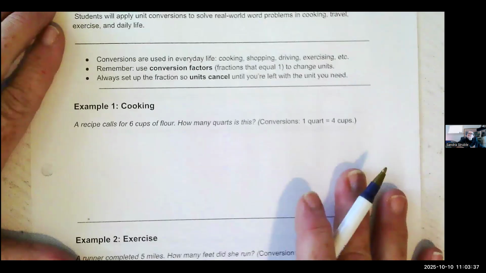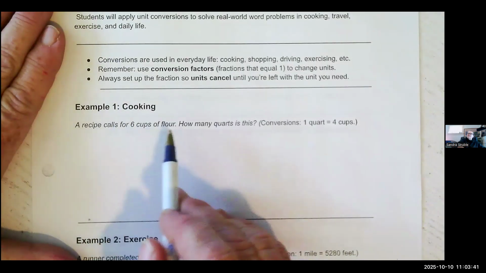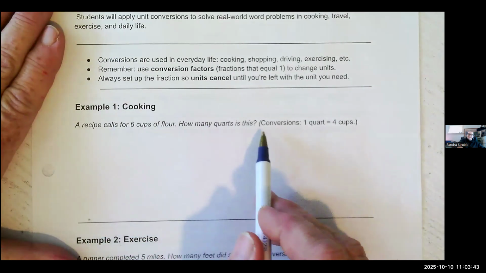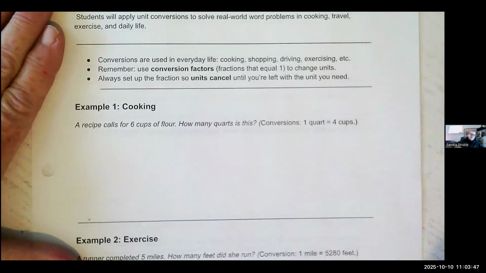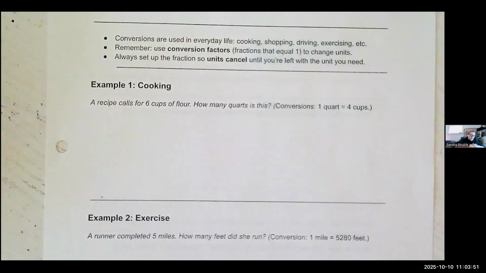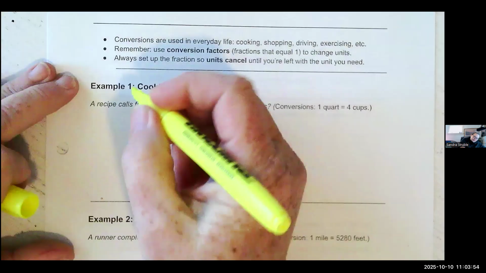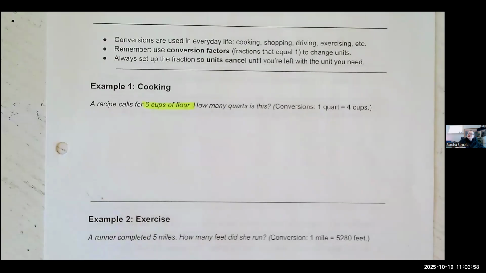So our first one is an example of cooking. A recipe calls for 6 cups of flour. How many quarts is this? And I gave you a conversion that 1 quart is equal to 4 cups. Now you have to start with what you're given. We're given 6 cups of flour, okay? So we just need to start with the 6 cups.